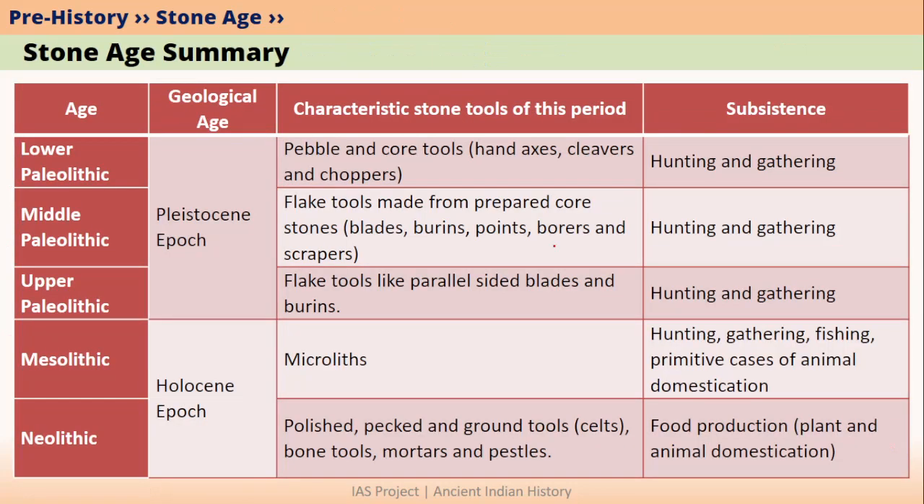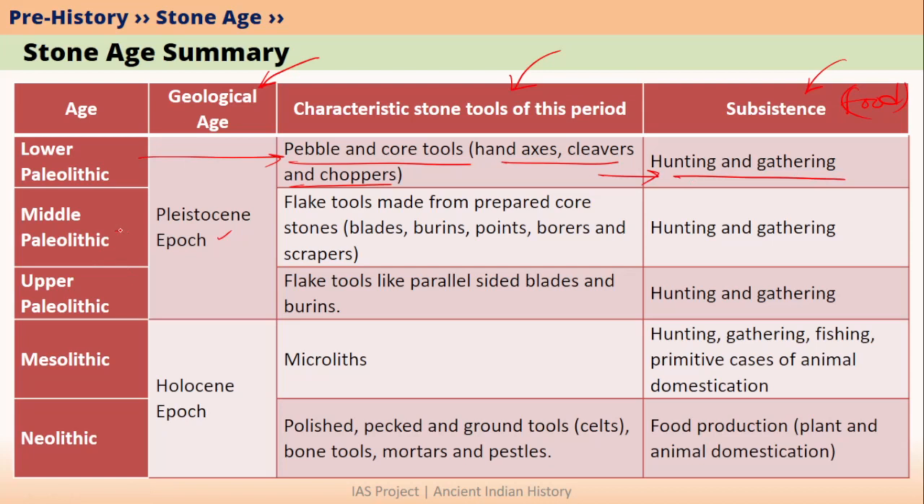So we have stated that the Stone Age can be divided into different parts based on three factors. They are nothing but geological age, characteristic stone tools of that period, and the subsistence base, that is, food sources that are available to the people. If we talk about the Lower Paleolithic Age, the geological age during this time was the Pleistocene epoch. Lower Paleolithic people used pebbles and prepared stone core tools. For example, they used hand axes, cleavers and choppers. And they mainly got their food from hunting and gathering.